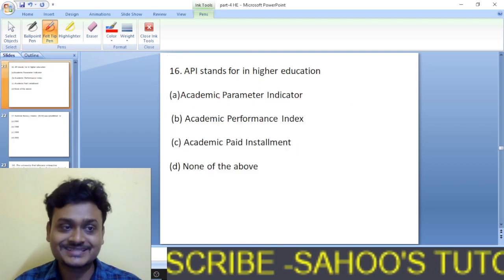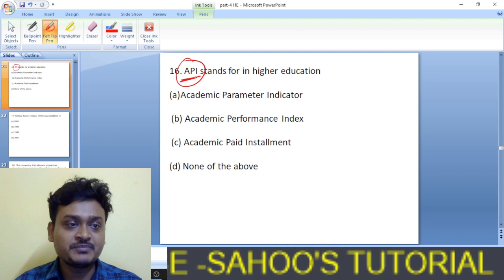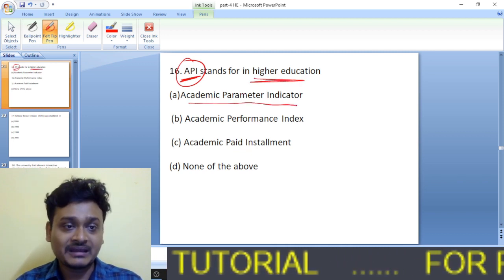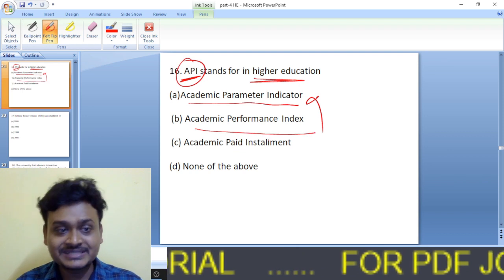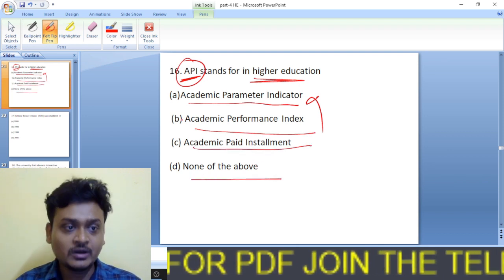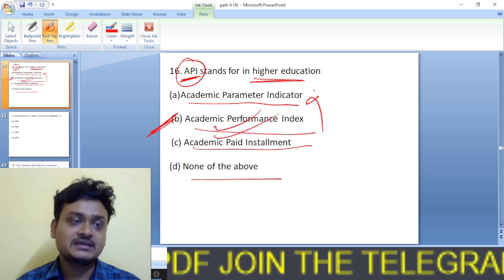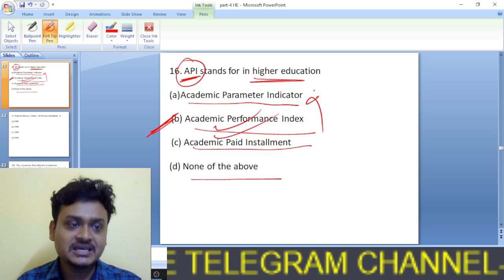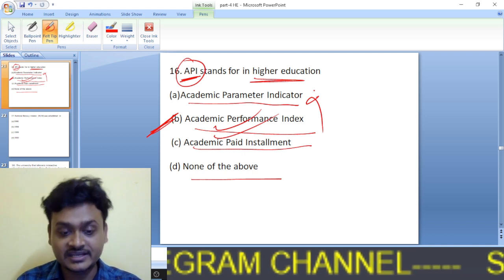Moving on to question number 16. What is the full form of API in higher education? Academic Parameter Indicator, Academic Performance Index, Academic Paid Instrument, none of the above. So API stands for Academic Performance Index. The full form of API in higher education is Academic Performance Index.